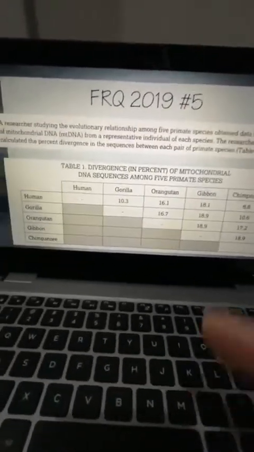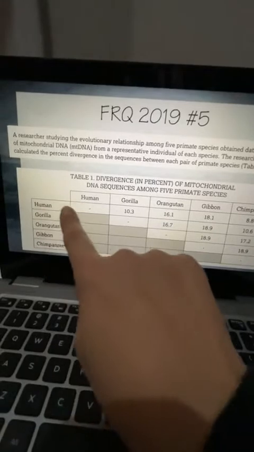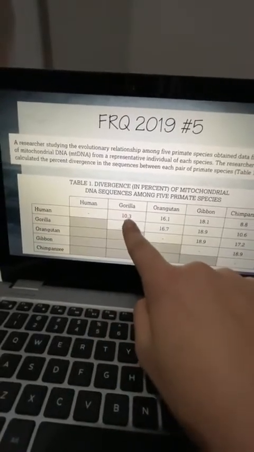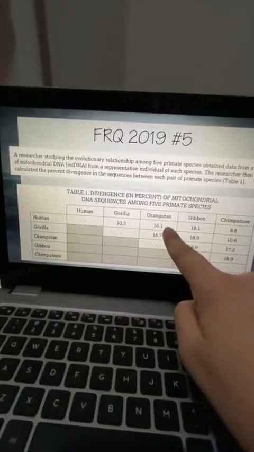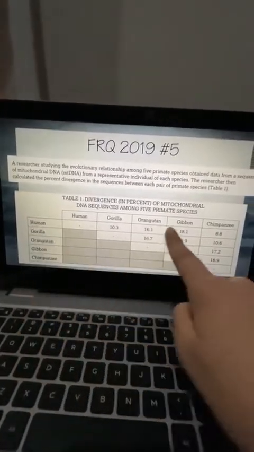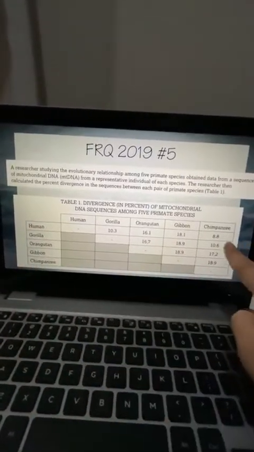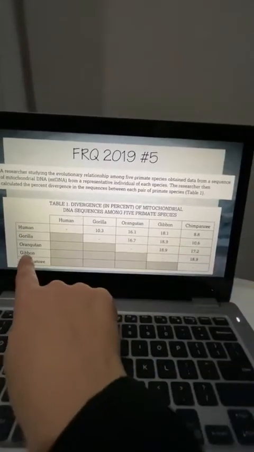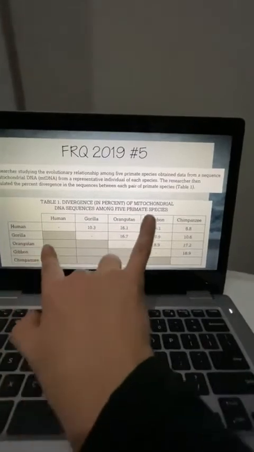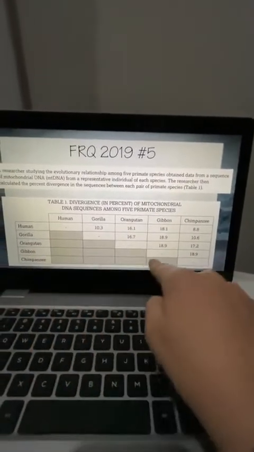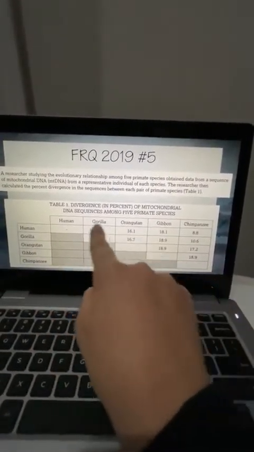The way that we read this is we see where they intersect. So the human intersects with the gorilla. That tells us that there's 10.3% differences. The human and the orangutan have 16.1. The human and the gibbon have 18.1. The human and the chimpanzee, 8.8. And you can do the same thing where gibbon and chimpanzee is 18.9. So you see where these two intersect. The reason why there's nothing written down here is because it's a mirror image.